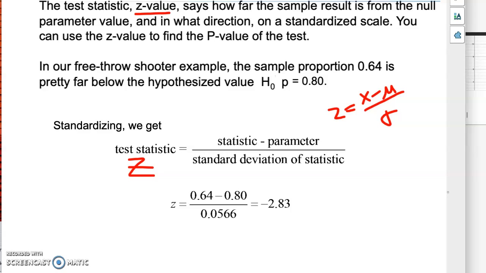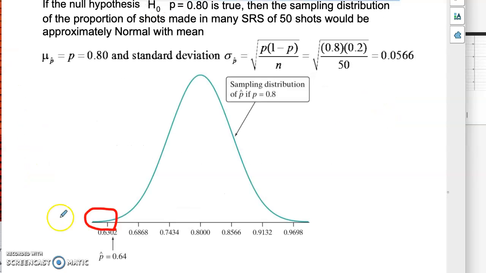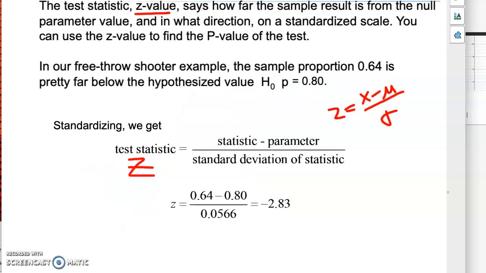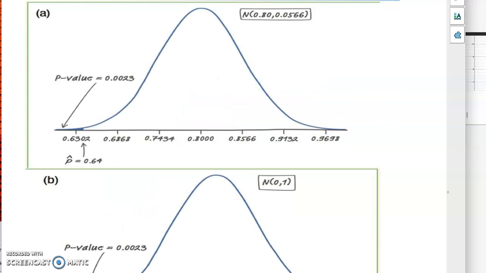So what does that mean? It means if we go back to our normal curve, the probability of this happening, this is z, negative 2.83, is 2.83 standard deviations below the mean. Okay, now we can calculate the probability by using normal CDF, which I don't know if we actually do on the next slide. Oh yeah, we do.